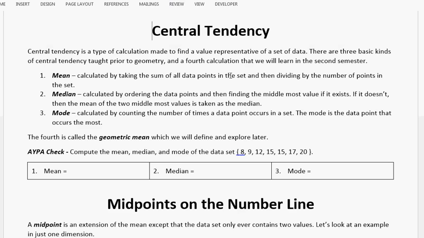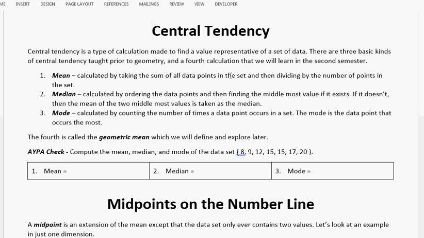Today I'm going to talk to you a little bit about midpoints, and we're going to begin with a discussion of central tendency. Central tendency is a type of calculation that we make to find a value that's representative of a set of data. Data is basically anything that we collect. It can come from scientific experiments or surveys or anything. We get a set of data and we want to start analyzing it.